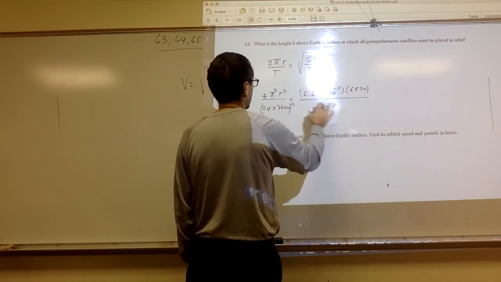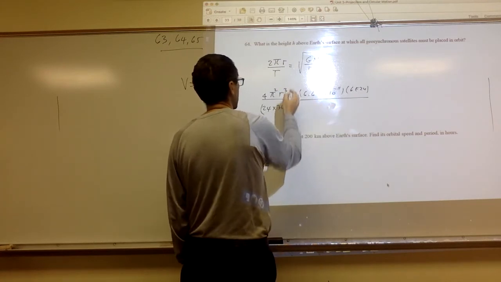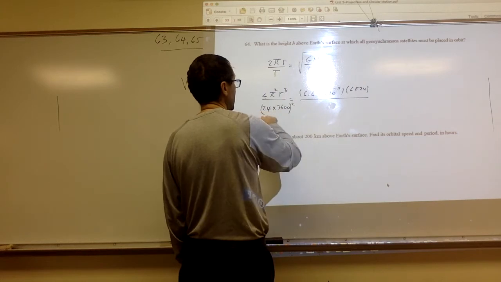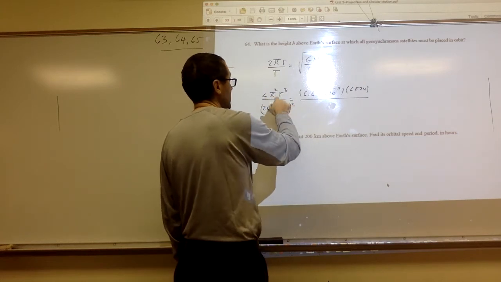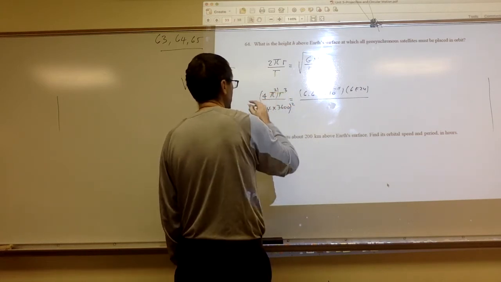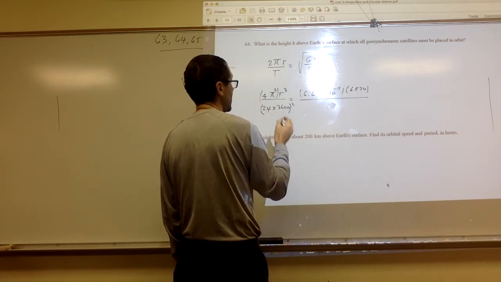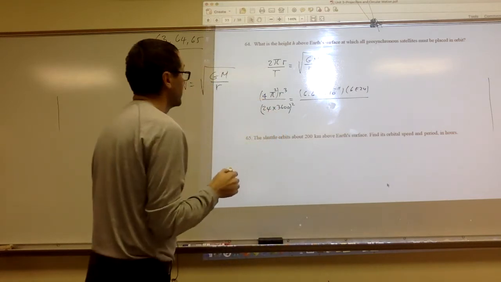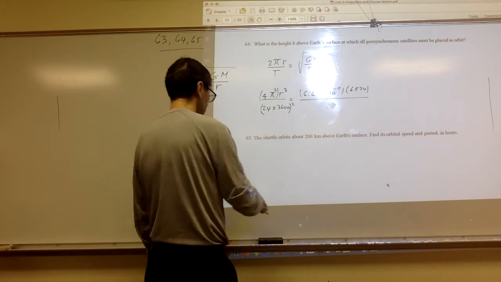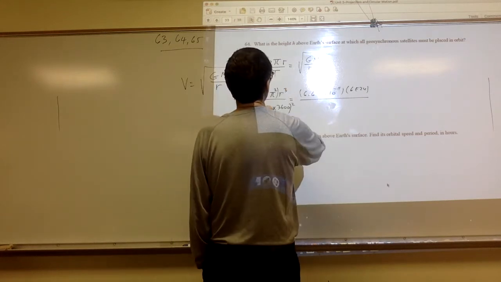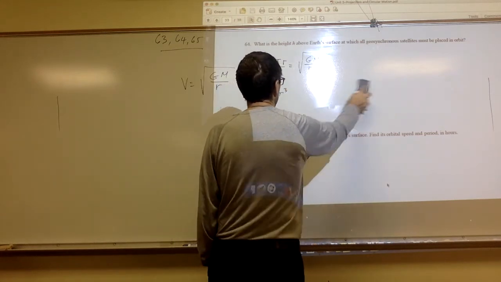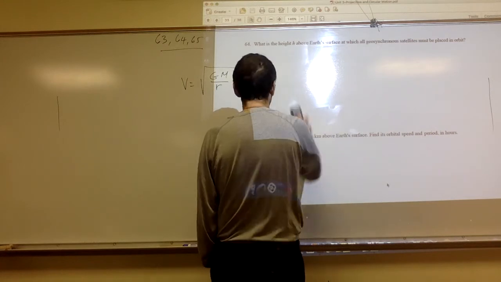You can move this up to here. Okay, you can multiply both sides by this denominator, divide by 4 pi square. Just be careful when you divide by 4 pi square, you put that in parentheses. And if you take the cube root, you get the r. Okay. Now, we're definitely going to do 64 with the... what do you call it? With the third law.